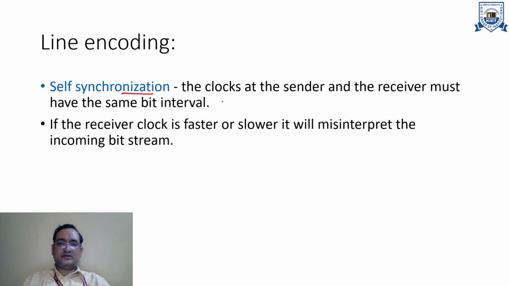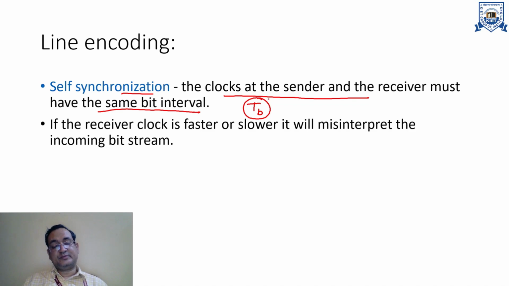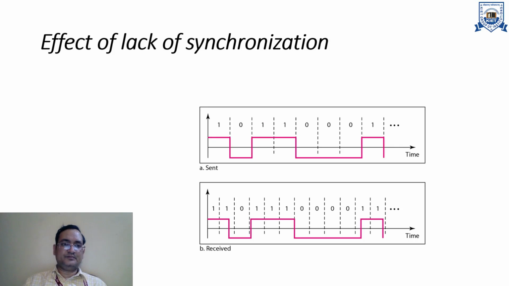Self-synchronization. The clocks at the sender and the receiver must have the same bit level and bit interval. For example, if T_B is the bit duration for a single bit transmitted from the sender, then the line coding scheme should have a self-synchronization methodology so that the receiver can extract this bit information from the received data. If the receiver clock is faster or slower, it will misinterpret the incoming bit stream.